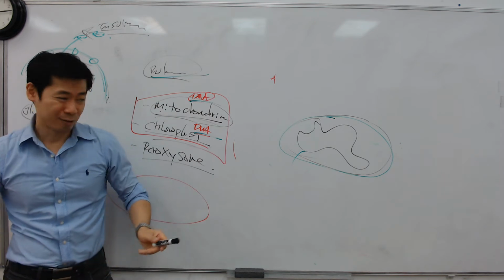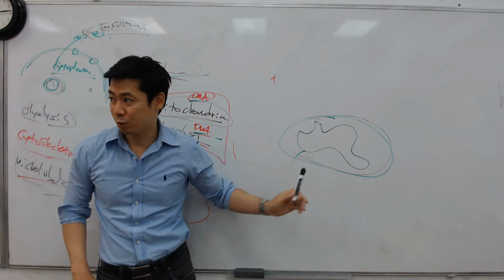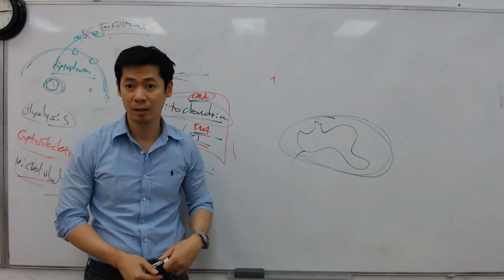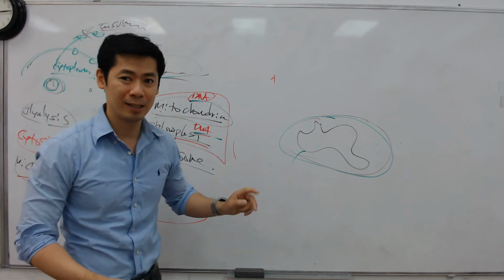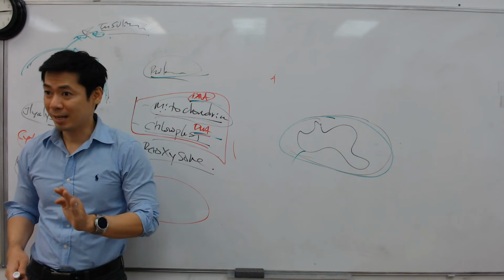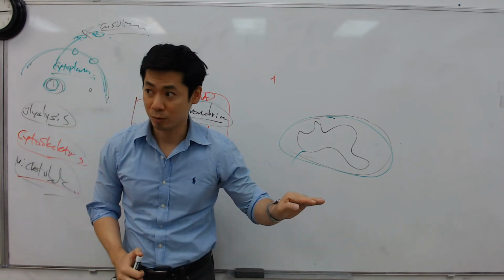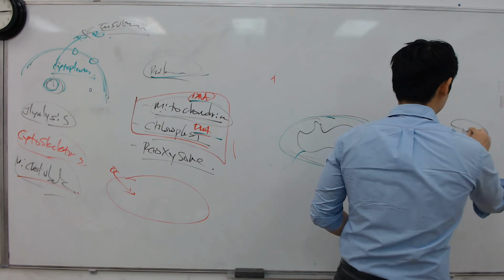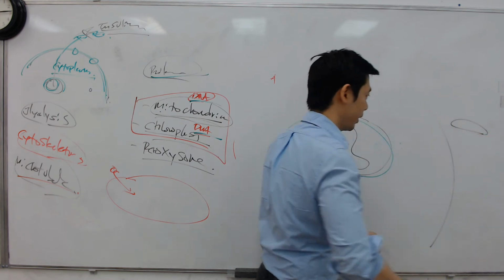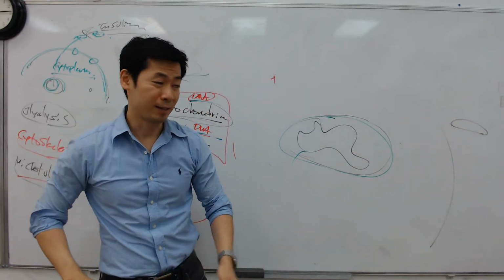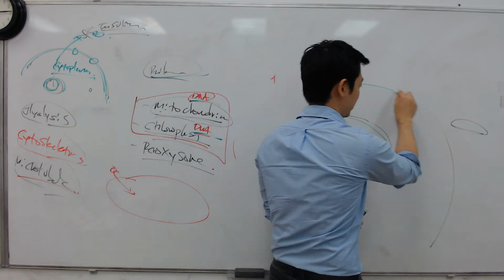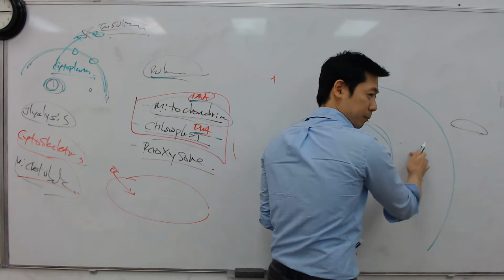So how do they have two membranes? Prokaryotic cells do not have two membranes. This is what they suggest: there's a prokaryotic cell here, and there's a larger cell. How do these guys come in? This is the cell membrane of the larger cell. How do they come in?